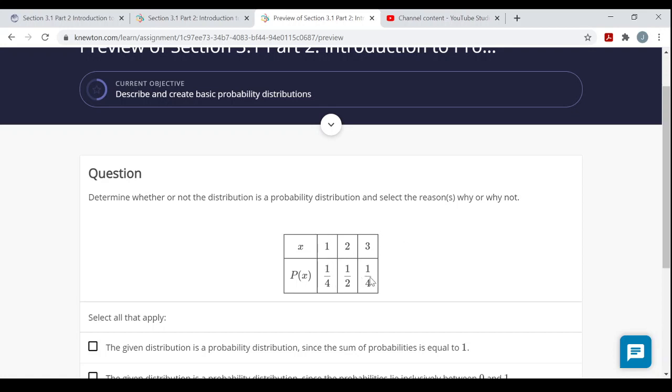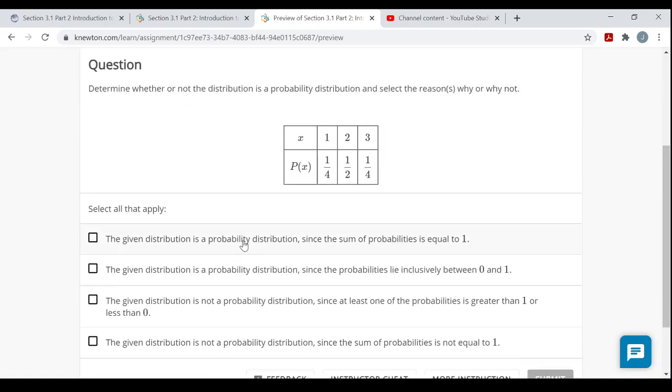So all the probabilities are fine. They're all from 0 to 1. Nothing bigger than 1, nothing less than 0 in the probability row here. Add up the probabilities. Now remember, when you add fractions, you need a common denominator, or you can change them to decimals if you want. So I got 0.25 plus 0.5 is 0.75, and then plus 0.25 again is 1. So this looks like a perfectly valid probability distribution.